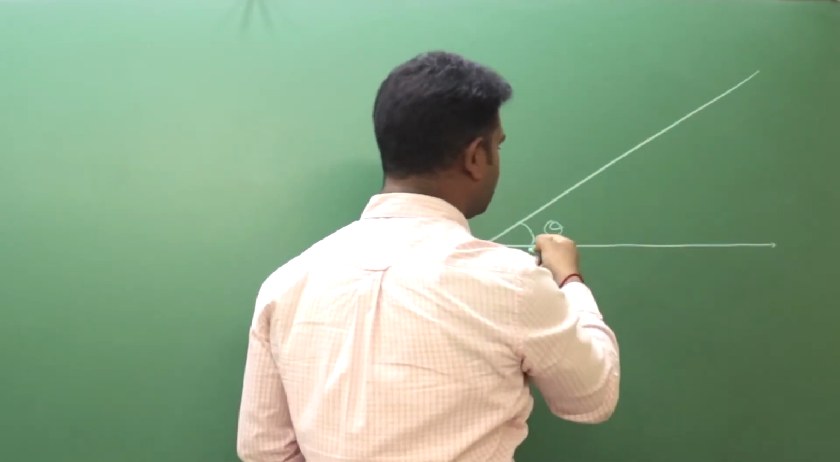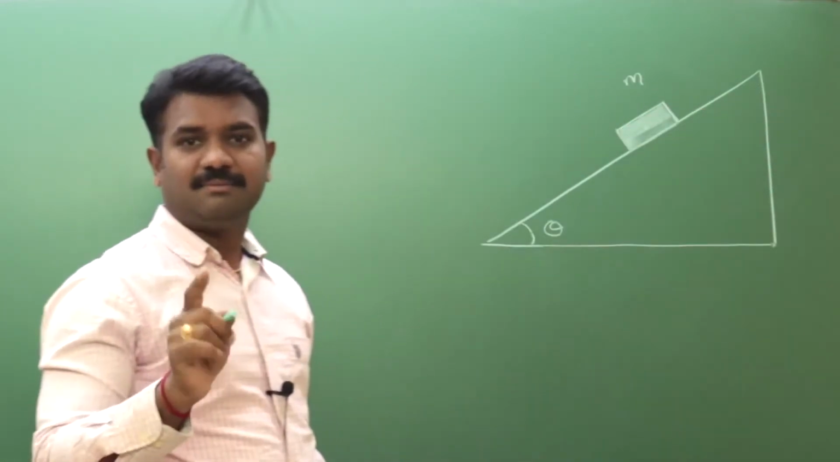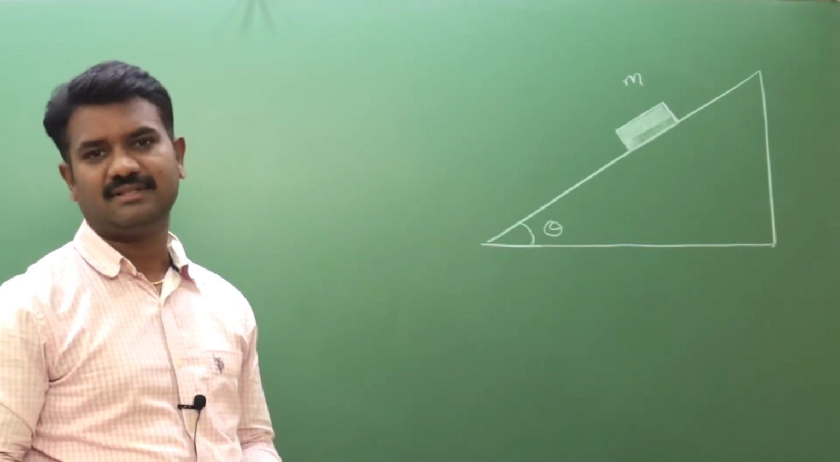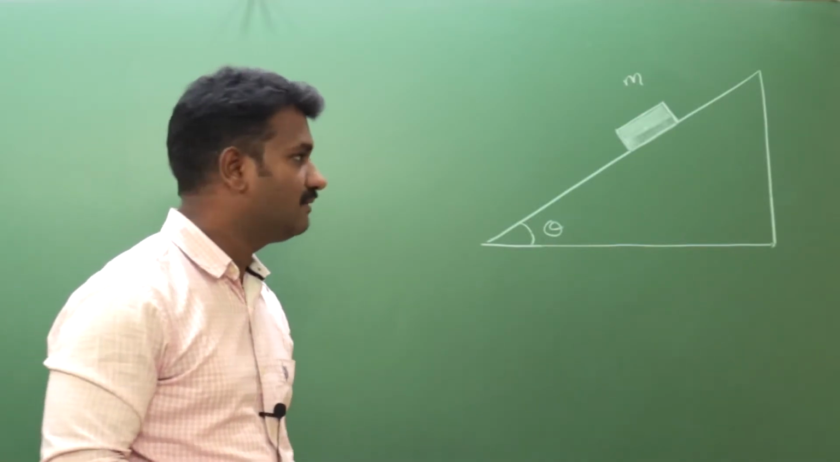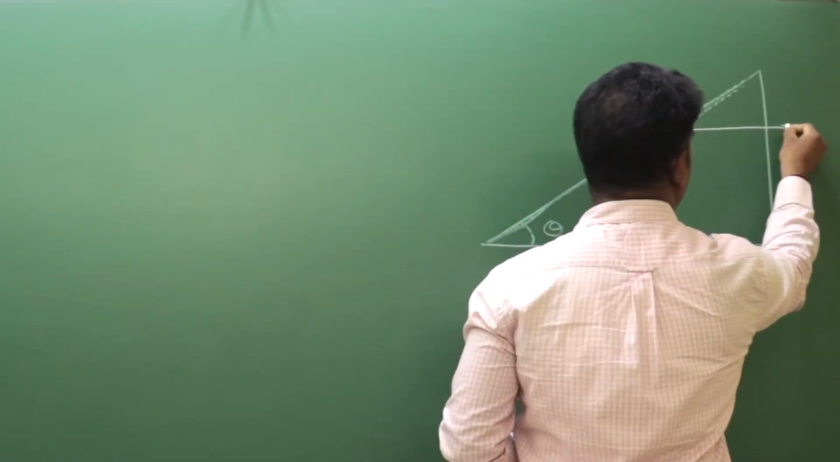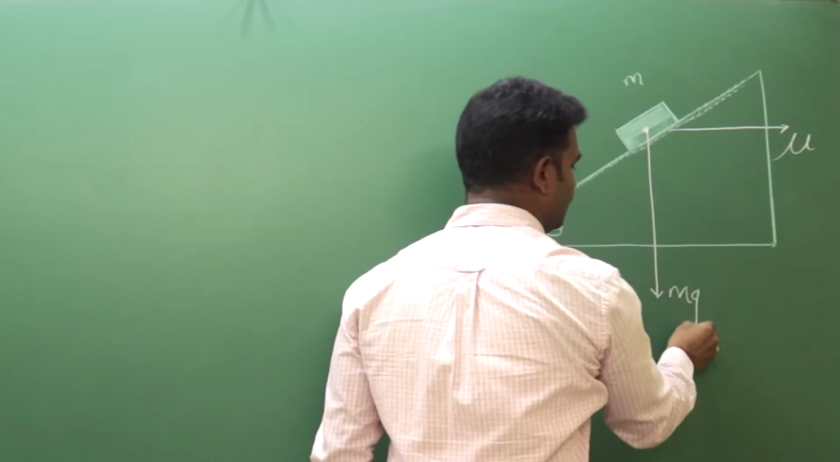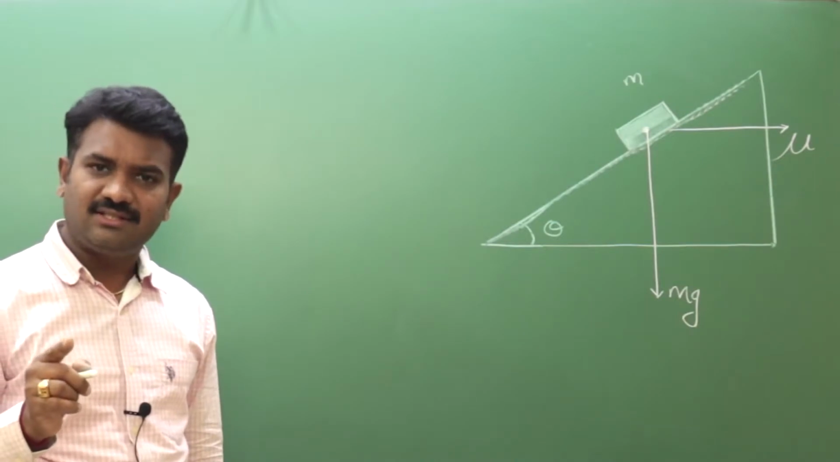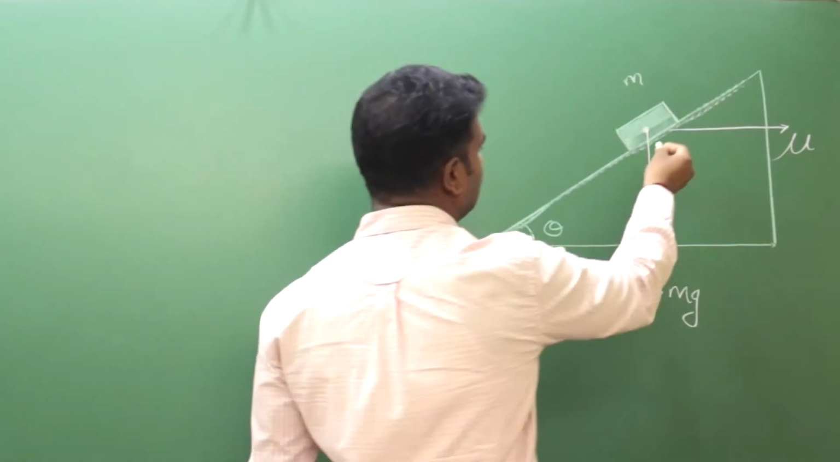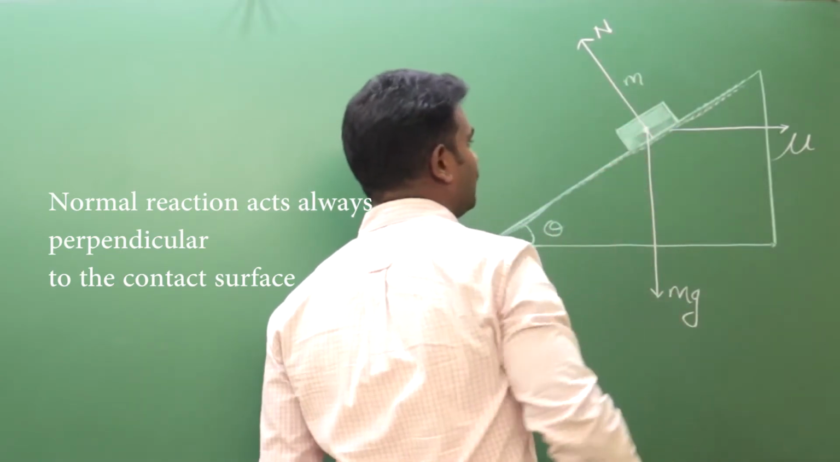Now I would like to draw an inclined surface and let us see what forces are acting on it. So this is theta, the angle of inclination. An object of mass m is kept on the inclined surface. Now let us see what forces are acting on it. Imagine this is a rough surface and the coefficient of friction between the object and the rough surface is mu. Gravitational force mg acts in the downward direction. Normal reaction always acts perpendicular to the surface. So this is our surface and here I have to draw a normal like this. So this is the normal reaction, acting perpendicular to the surface.